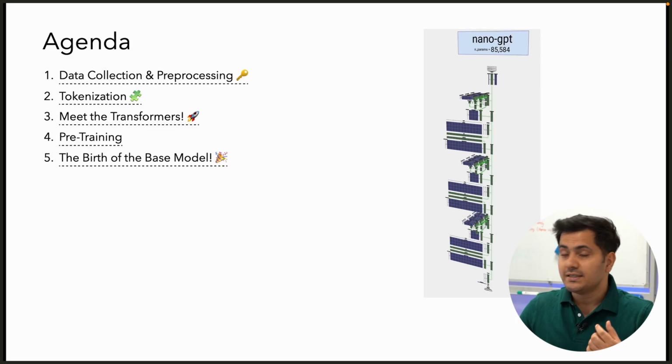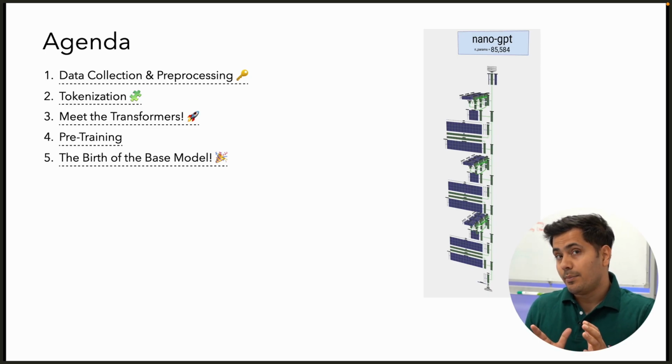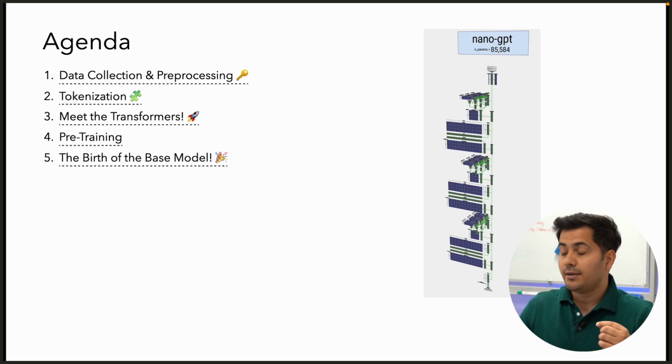The agenda for this video is as follows. We'll start with data collection and pre-processing. As I said, data is really important. And then we will go into tokenization, which is a technique through which we break down the data into small chunks that the model can understand. Third is going to be about transformers. That's the architecture of the neural networks. The T in GPT stands for transformers.